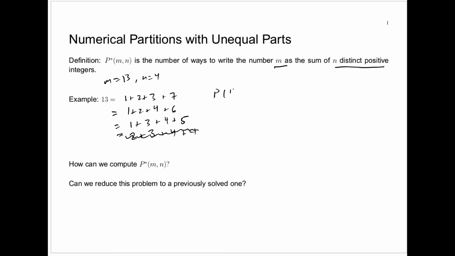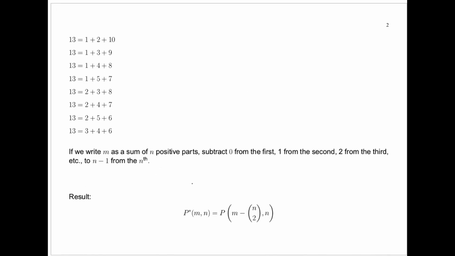And we say P star of 13, 4 is equal to 3. 3 ways to do it. Our goal is to find a general way to compute P star of m, n for different values of m and n. And of course, we could start the problem entirely from scratch, but what we would like best is to reduce the problem to a previously solved problem. In order to show how to do that, we'll compute something slightly different. We'll try to compute P star of 13, 3. Remember, we already computed P star of 13, 4.